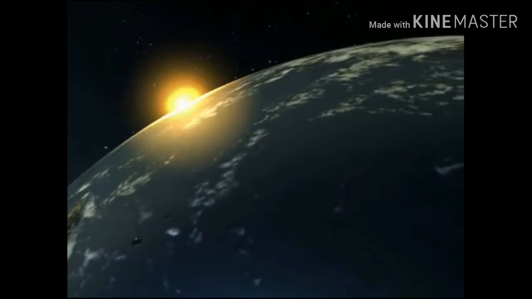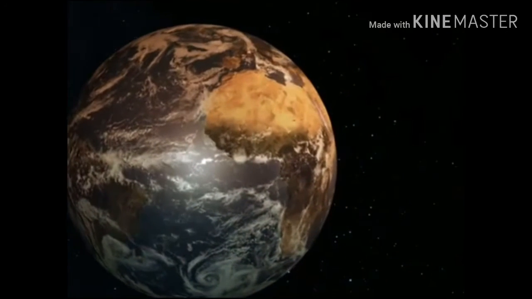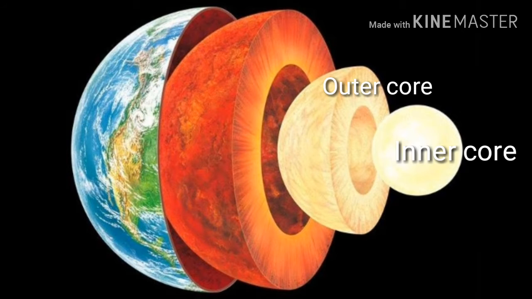The surface of the Earth is covered by rocks and water bodies, but what about the inside of the Earth? If we were to take a look at the Earth's interior, we would see that the Earth consists of 4 layers. They are the inner core, the outer core, the mantle, and the crust.